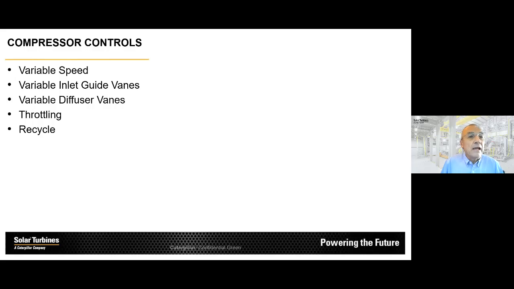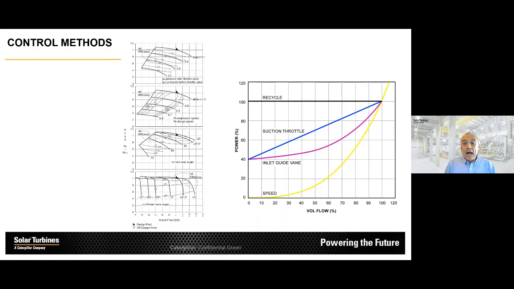Now, the centrifugal compressors get controlled by either changing speeds, by moving guide vanes, either in the inlet or the diffuser, by throttling and by recycling. Now, in the oil and gas industry, the driver that we use for our compressors allows us to vary the speed. And so in reality, speed control or speed variation is the most efficient way to control the compressor.